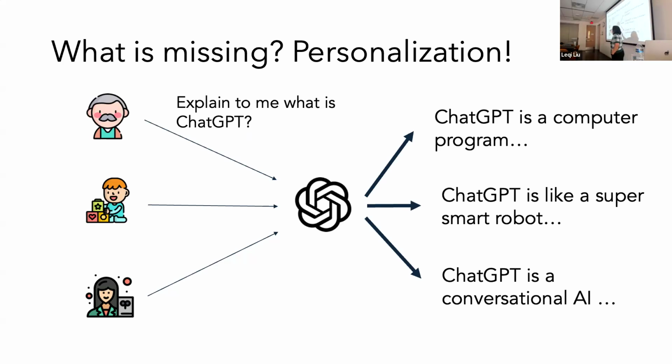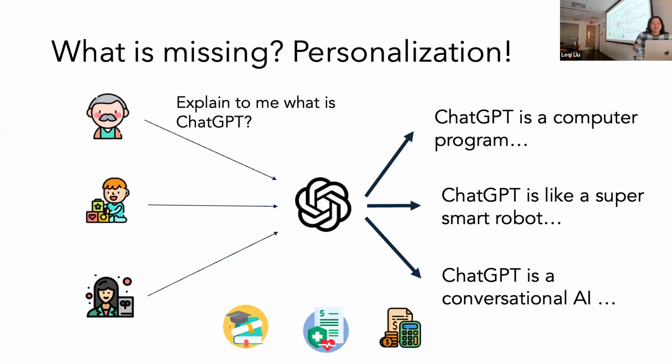Versus, it could be just a kid asking what is ChatGPT. Then ChatGPT in this case ideally should reply that it's like a super smart robot, in language that the kid understands. And then in the third case, if we have someone like us who has a technological background, then they can start to say, ChatGPT is a conversational AI that does certain things. And in particular, this kind of personalization capability will be useful in different application domains for these models.